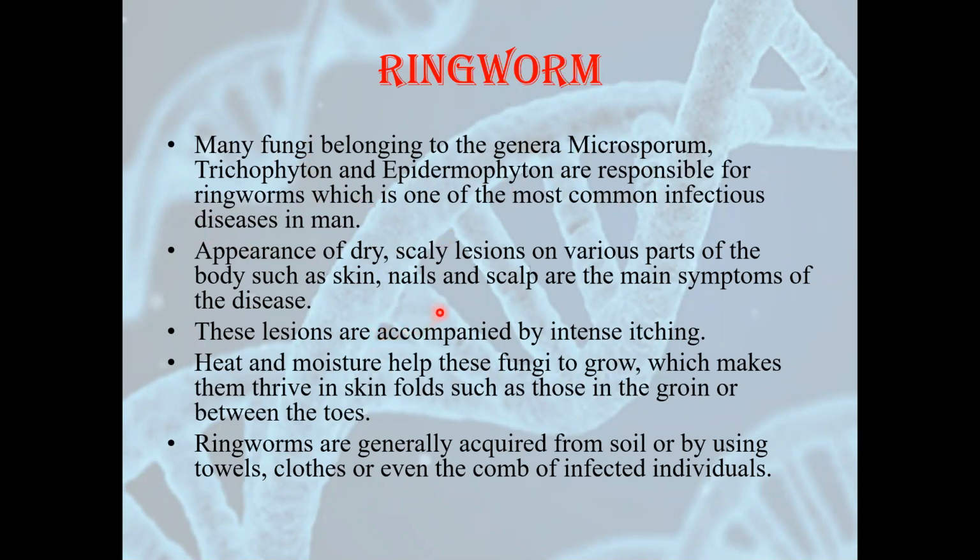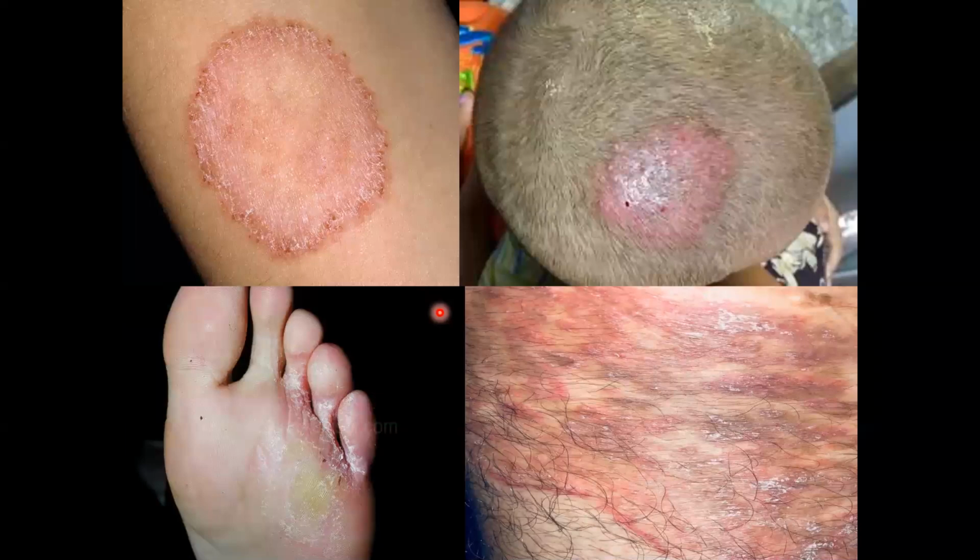What happens in this ringworm? First, I'll show you the picture. See, this is the picture of ringworm. When you see this picture, you'll relate to it. Everybody gets this. It is ring-like structure. That's why it is known as ringworm. It can happen on our head, your head, hand, legs, anywhere, and it can also spread like this.